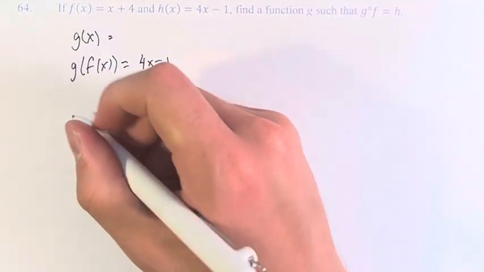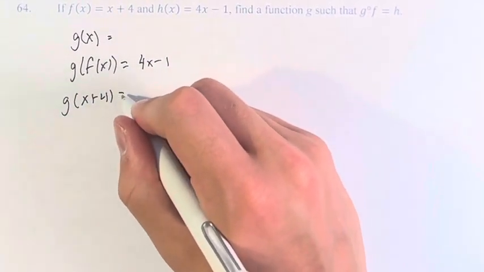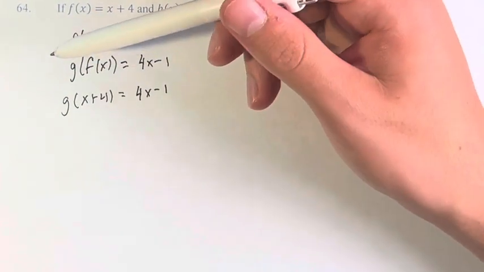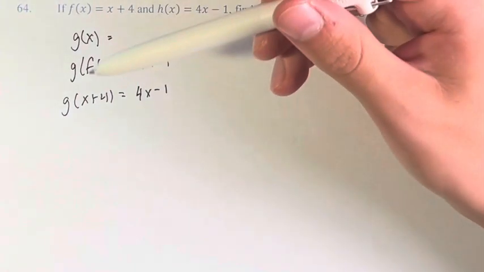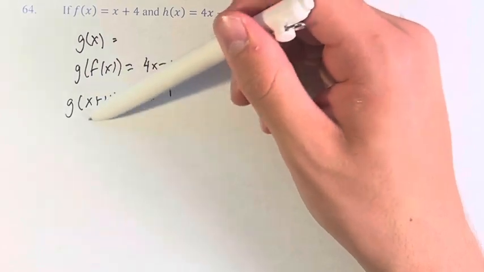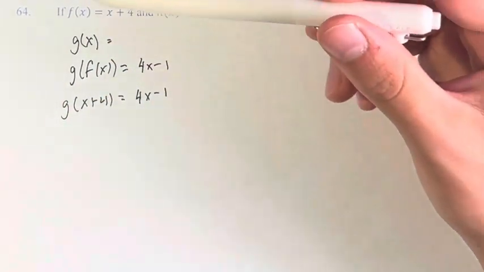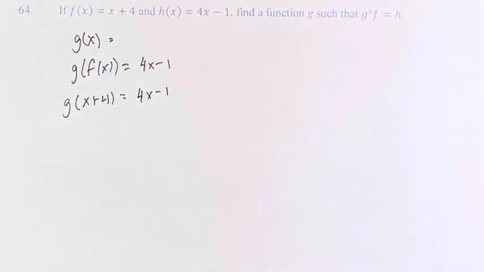g of f of x is g of x plus 4. This is equal to 4x minus 1. So, how do we find g of x? Well, if we're taking g of x plus 4, that means we have to come up with some function such that when we input x plus 4, we get 4x minus 1.